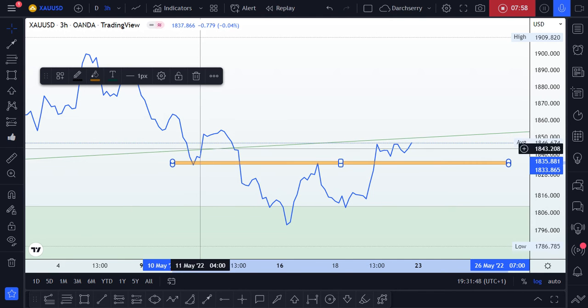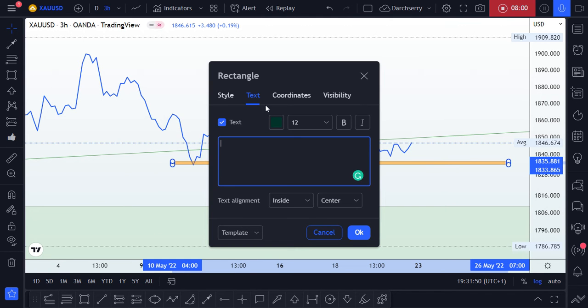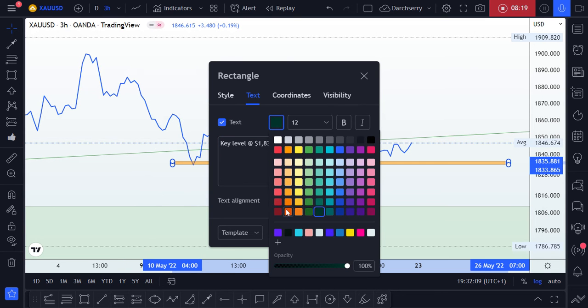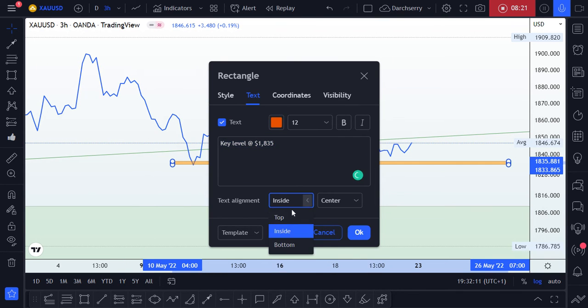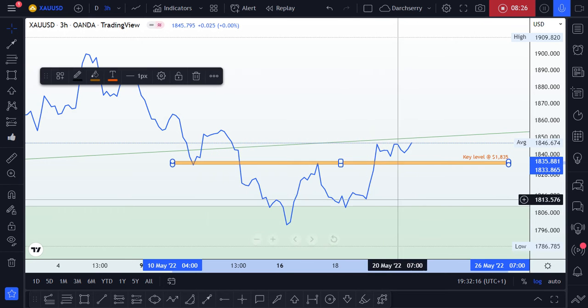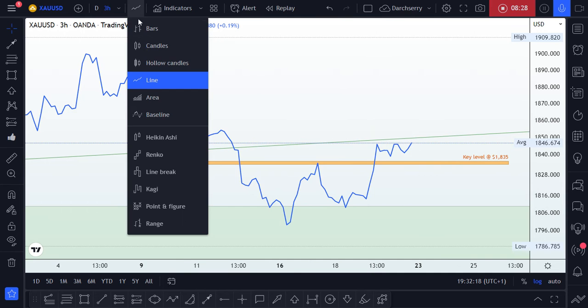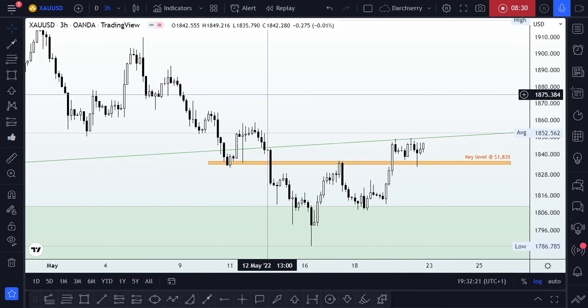So if you allow me to give it a gold color, which is more like my style, to identify my key level as gold. So we have a key level at $1,835 going into the new week. So let's place this right at the top. Then let's put it on the right hand side so that we can be more clear on this. So this is what we have at this point.